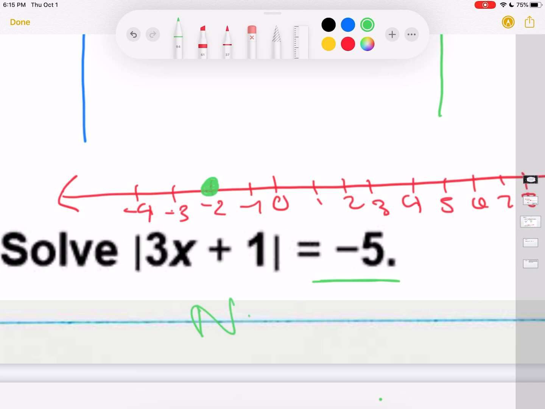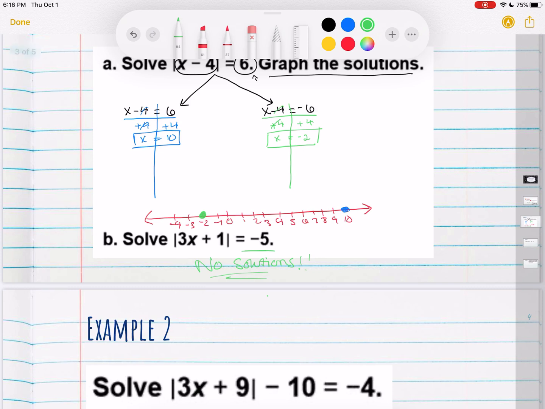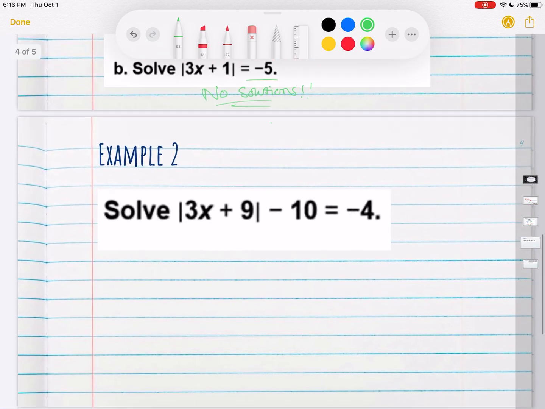So what am I going to do? I'm going to write no solutions, because I can never have the absolute value of something be negative. And that's all I have to do. I'm done. I notice the absolute value is equal to a negative number, which automatically means no solutions.